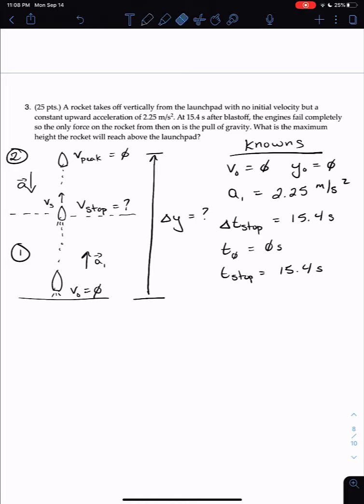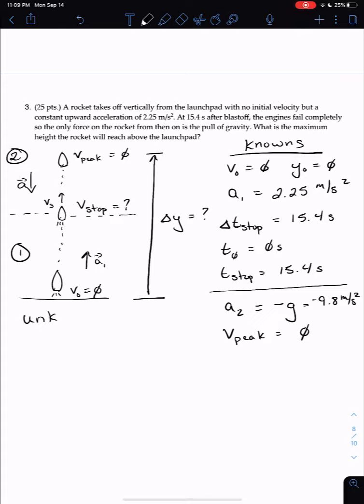Then if I think about what's going on in part 2, I'll draw a little line here. I know in part 2 my acceleration changes. So now it's no longer positive, it's going to be negative g, so negative 9.8 meters per second squared. I know that during part 2 it's going to eventually get to this peak velocity, and that peak velocity is 0. And I want to find out what that total distance is, and I'm going to need to find out some things in the meantime.